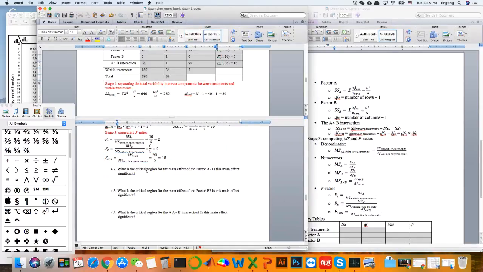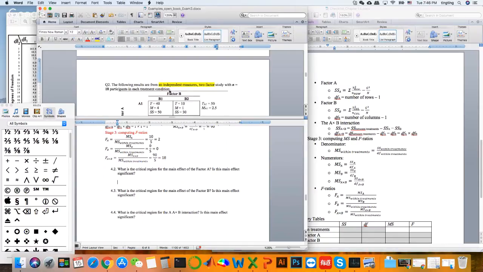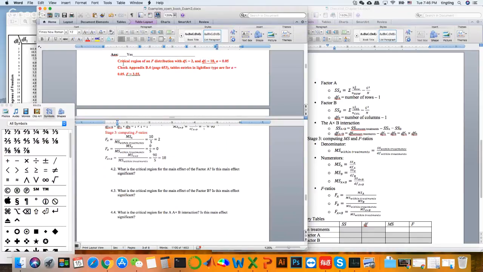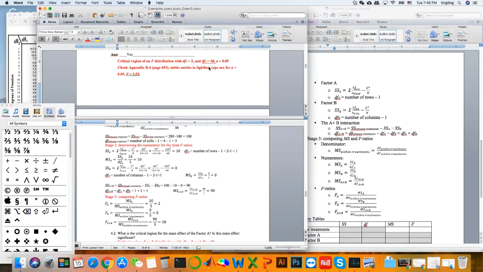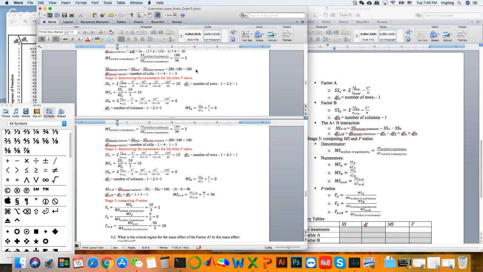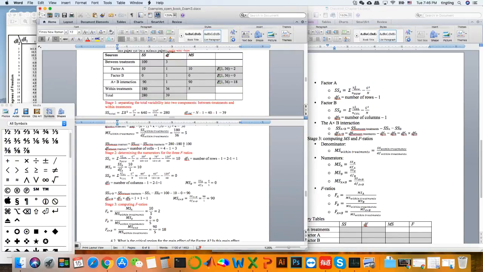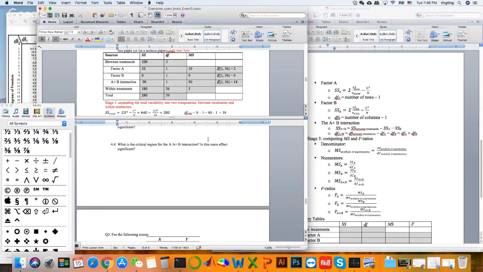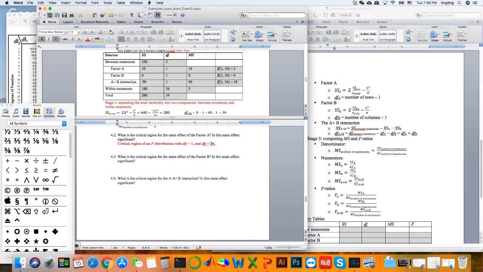Okay, what's the critical region of the main effect of factor A? We know the critical region of F distribution with df. Check the table. Just copy the framework. So see here, all of them are 1 and 36. It's the same thing for the 3 questions.